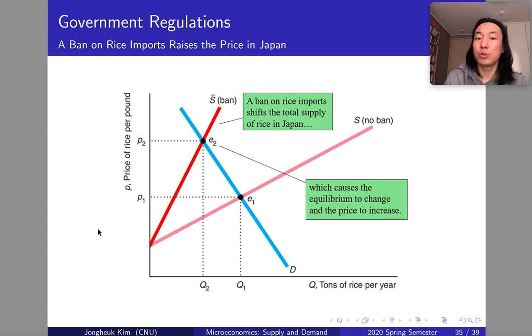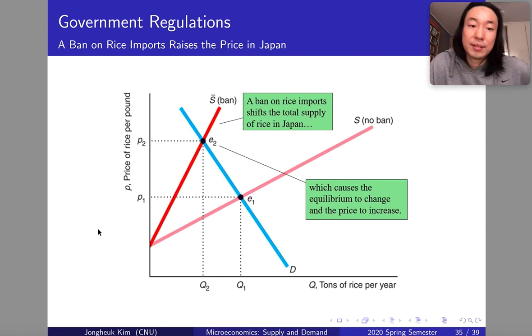Okay, so we have two different equilibria, E1 and E2. E2 is the equilibrium when the government intervenes. E1 is the equilibrium when the government does not exist even.